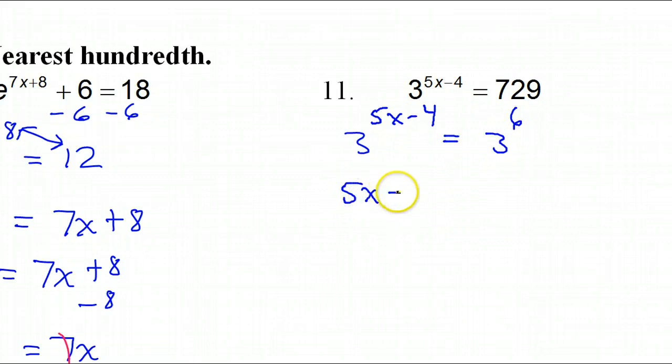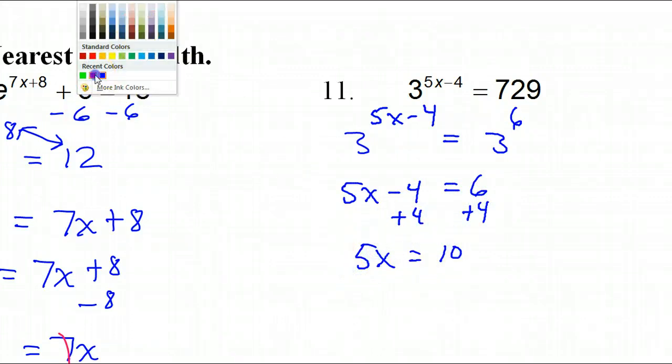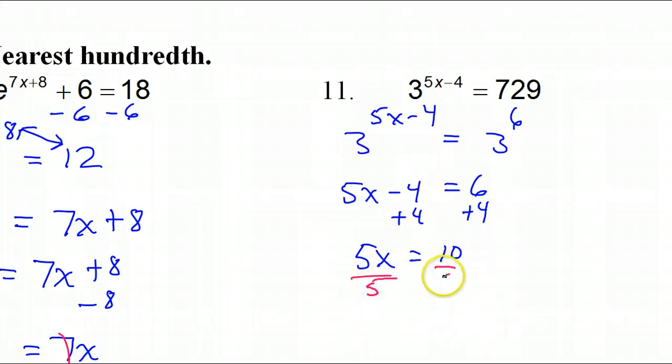So that'll be 5x minus 4 is equal to 6. Add the 4 to both sides. So I've got 5x is equal to 10. Divide by 5. Okay, and I get x equals 2.